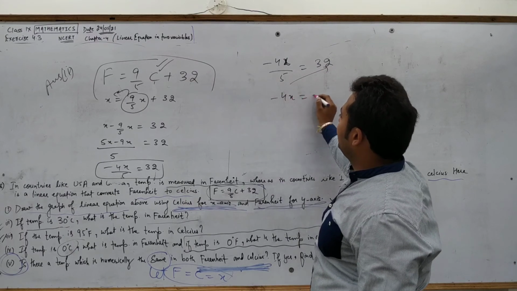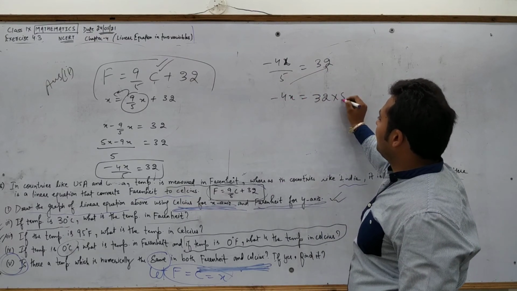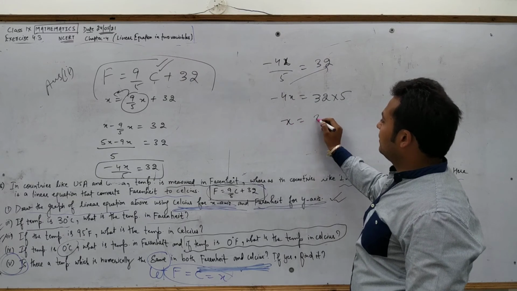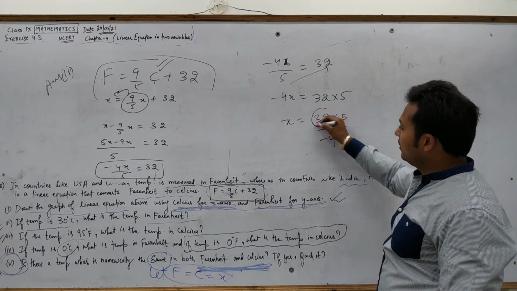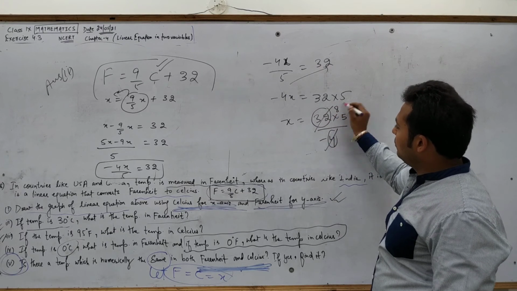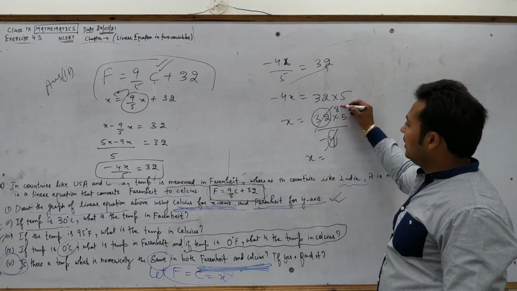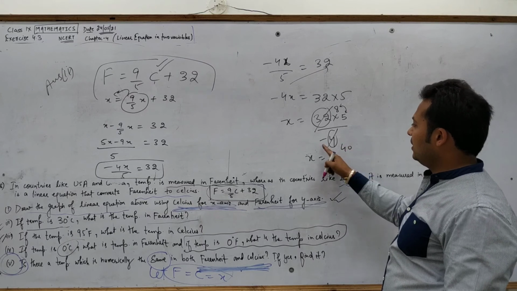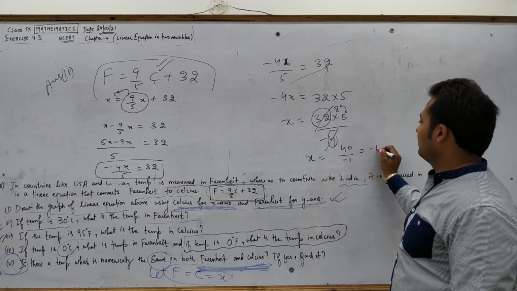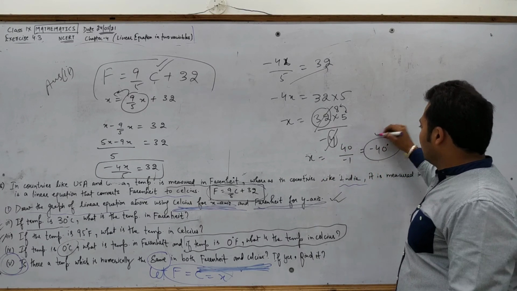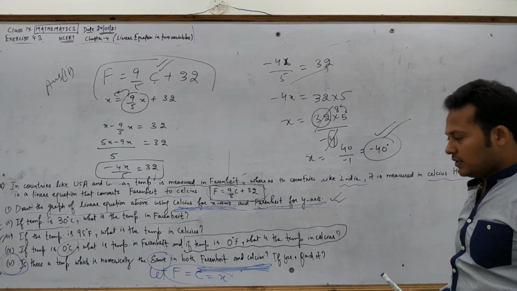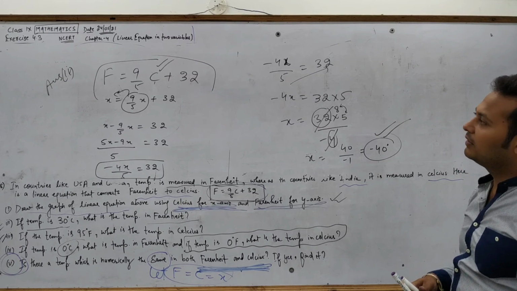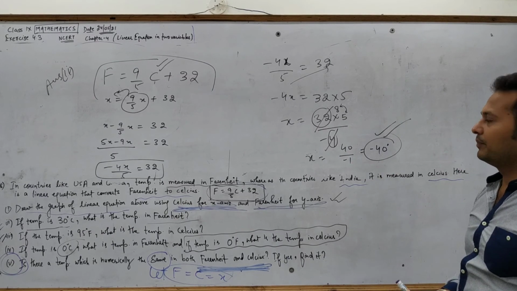Minus 4x will be 32 multiplied by 5. x will be 32 multiplied by 5 upon minus 4. 8 4s are 32. So x will be 8 into 5, 40, upon minus 1, so minus 40 degrees. So minus 40 degrees is the particular value at which the Celsius and Fahrenheit scales are the same. They both are the same.